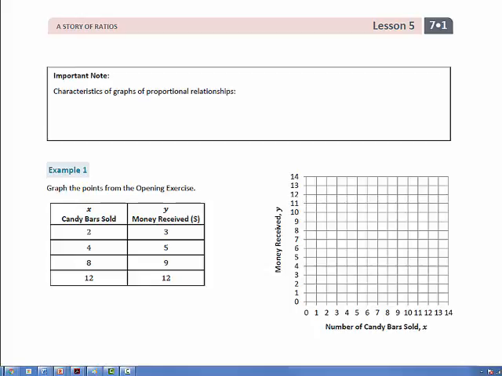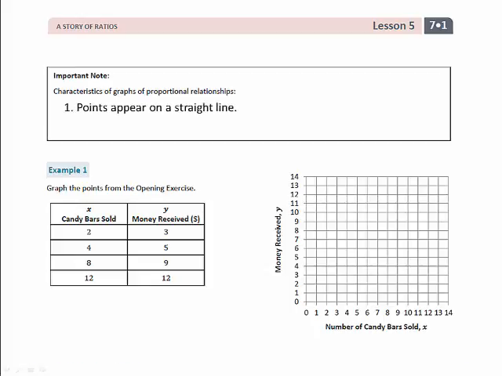It's important to note that the characteristics of graphs of proportional relationships are that the points appear in a straight line when we graph the points on the table, and that the line goes through the origin. Now we already know that a proportional relationship has the values of the ratio the same, but this is another way to see if a relationship is proportional. Let's take a look at example 1.